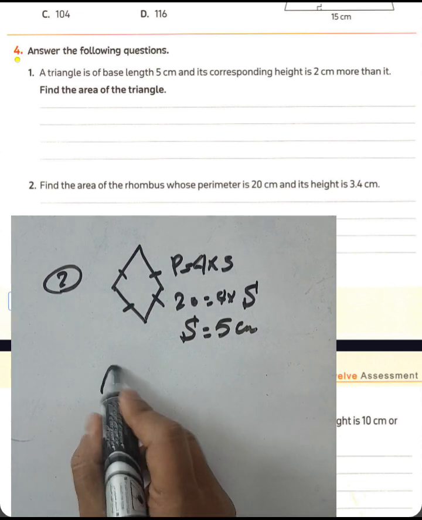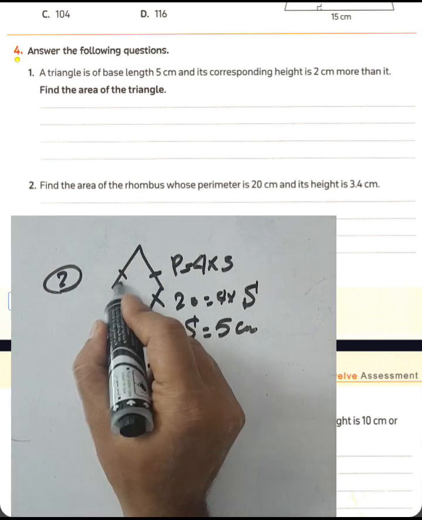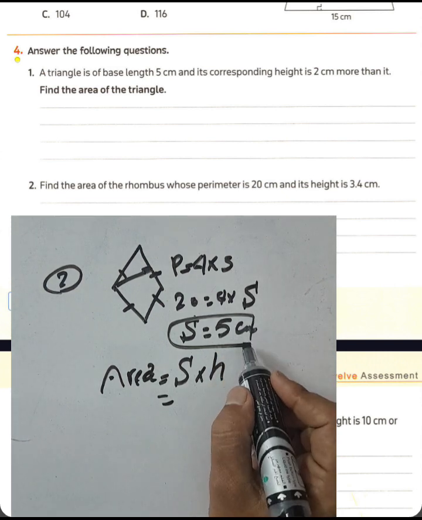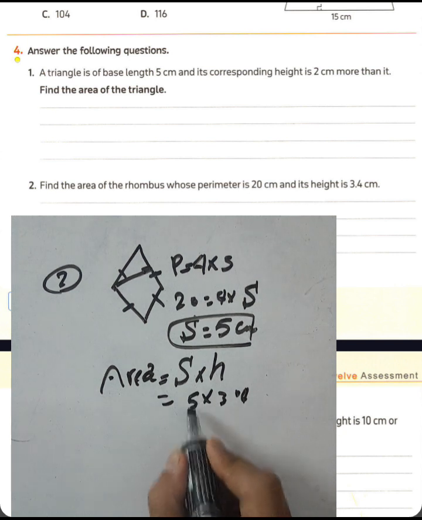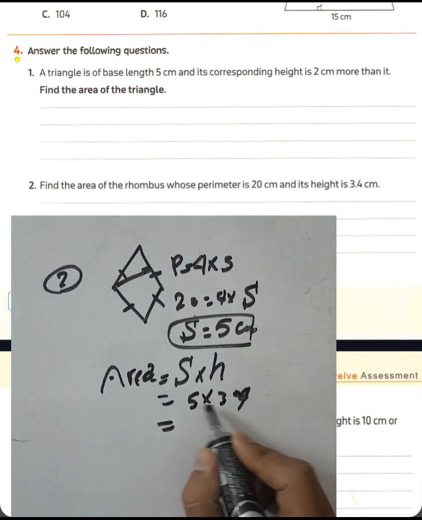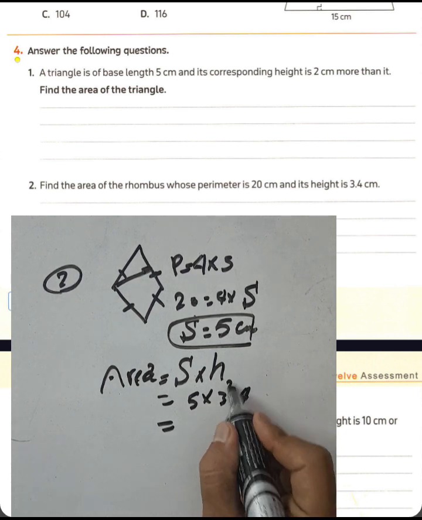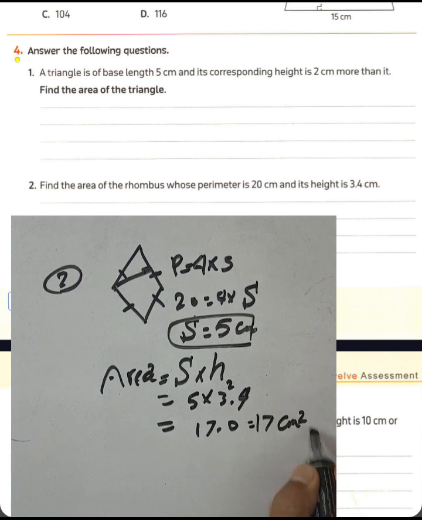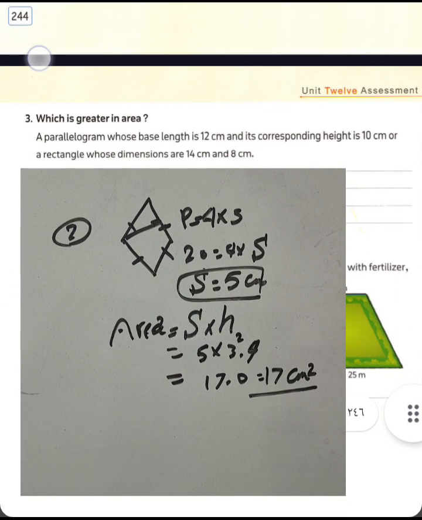And then he wants to find the area. The area equals side product by the corresponding height. Here he gives us the height in the example was 3.4 and we found the side length was 5. Okay, 3.4 product by 5. 4 times 5 equals 20. 0 and carry 2. 3 times 5 equals 15 plus 2 equals 17. The result will be 17 square centimeter. Question number 3. Which is greater in the area?